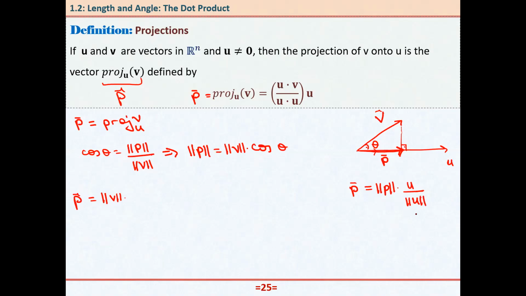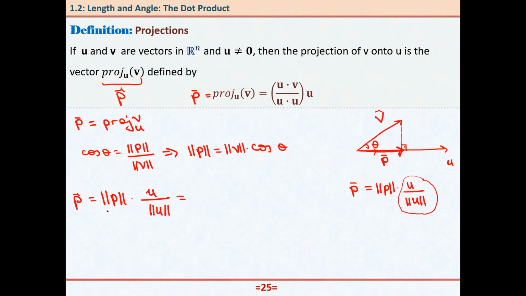We have already studied how to normalize a vector. What is this thing? It is a unit vector in the direction of U. So if you multiply this unit vector by the length of P, it gives us vector P. So vector P is equal to its magnitude times vector U over magnitude of U.